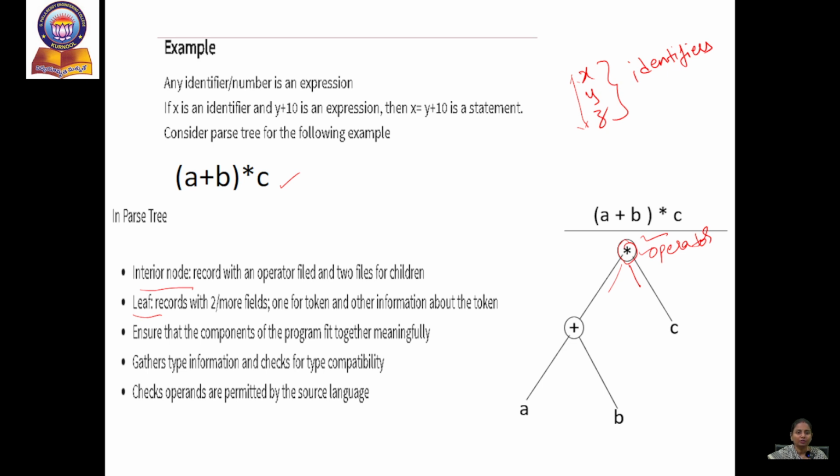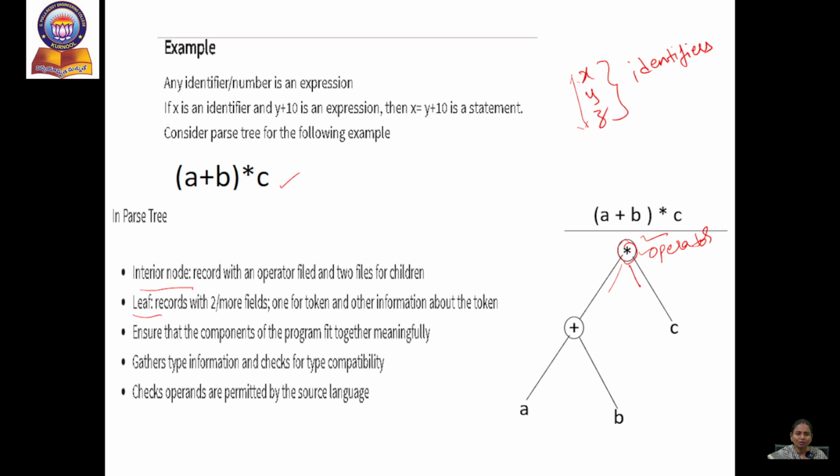So ensure that the components of the program fit together meaningfully. Whenever in the syntax analysis phase it constructs a parse tree, finally it should have some meaningful statement, or finally it should be one particular statement which can be executable.